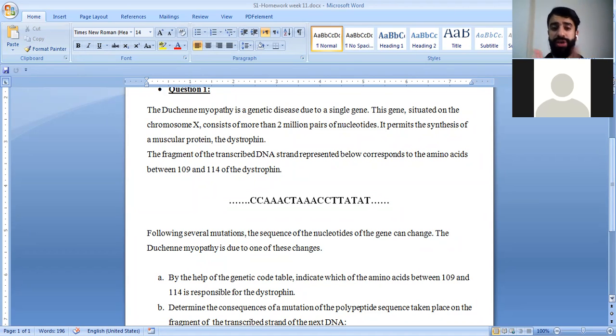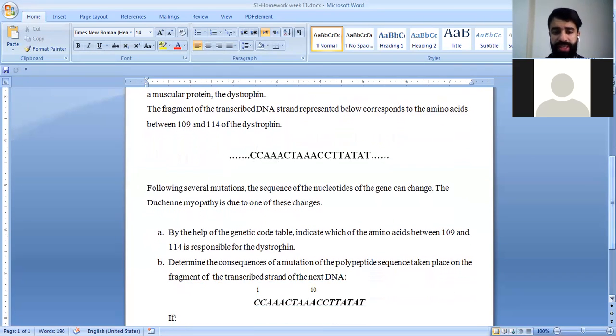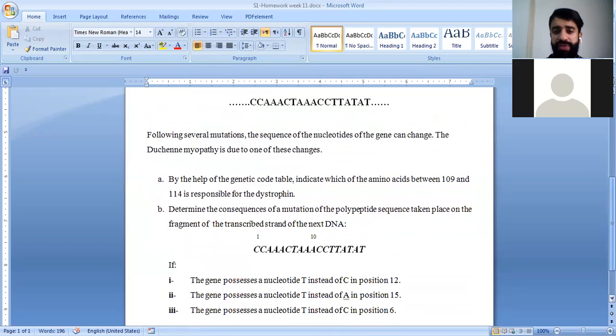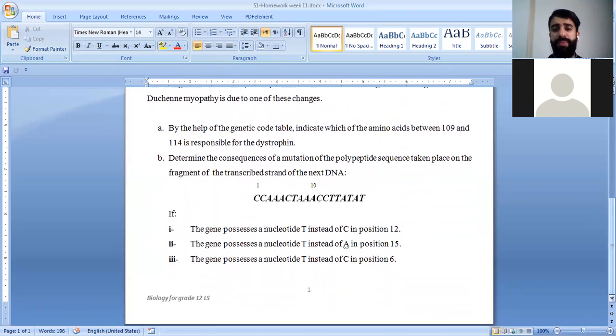Thank you, Hadil. So the transcribed strand, which is the template, is non-coding. We have to make it complementary, and instead of T it is going to be replaced by U. And then we have to go to the genetic code table and find the answer. They said determine the consequences of the mutation on the polypeptide sequence taking place on the fragment of the transcript if the gene possesses a nucleotide T instead of C in position 12.